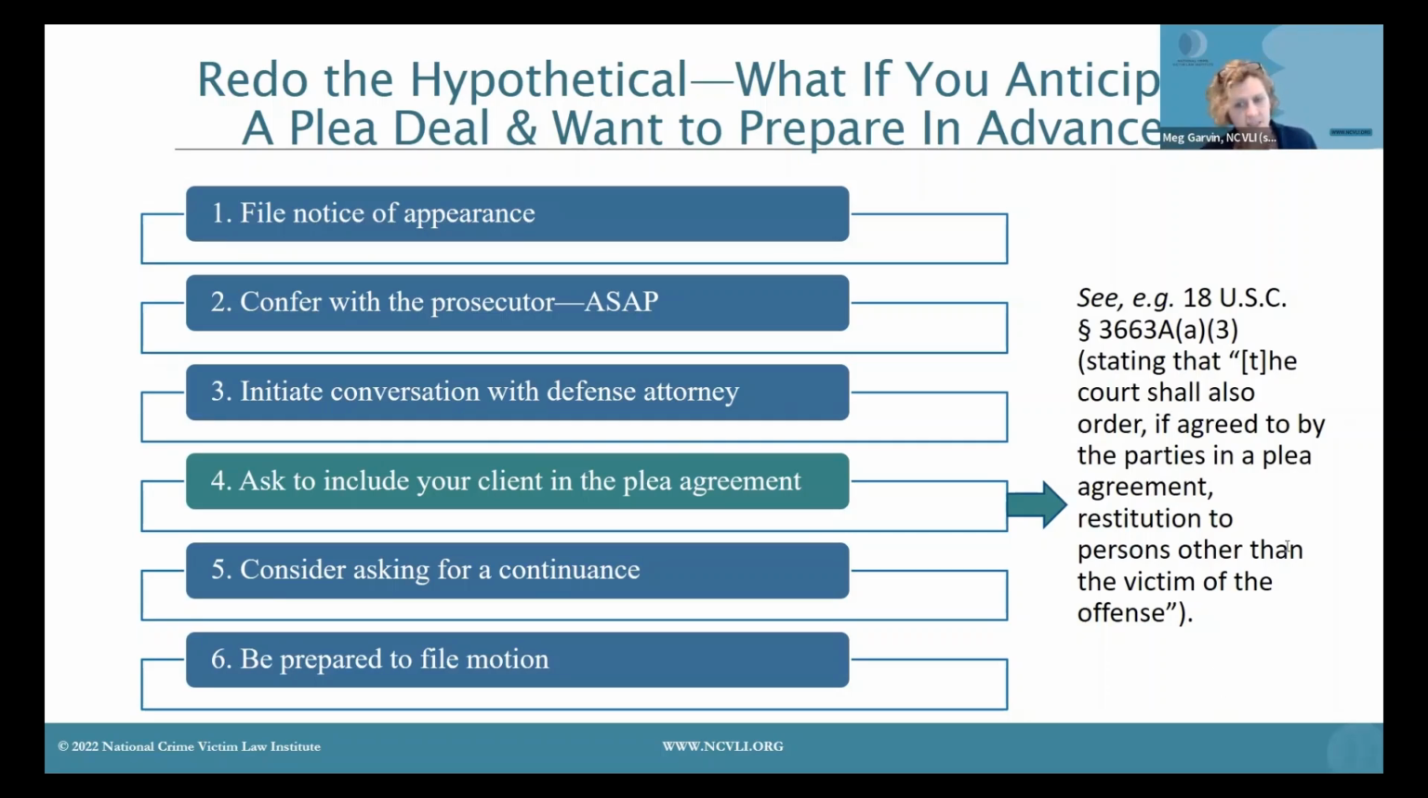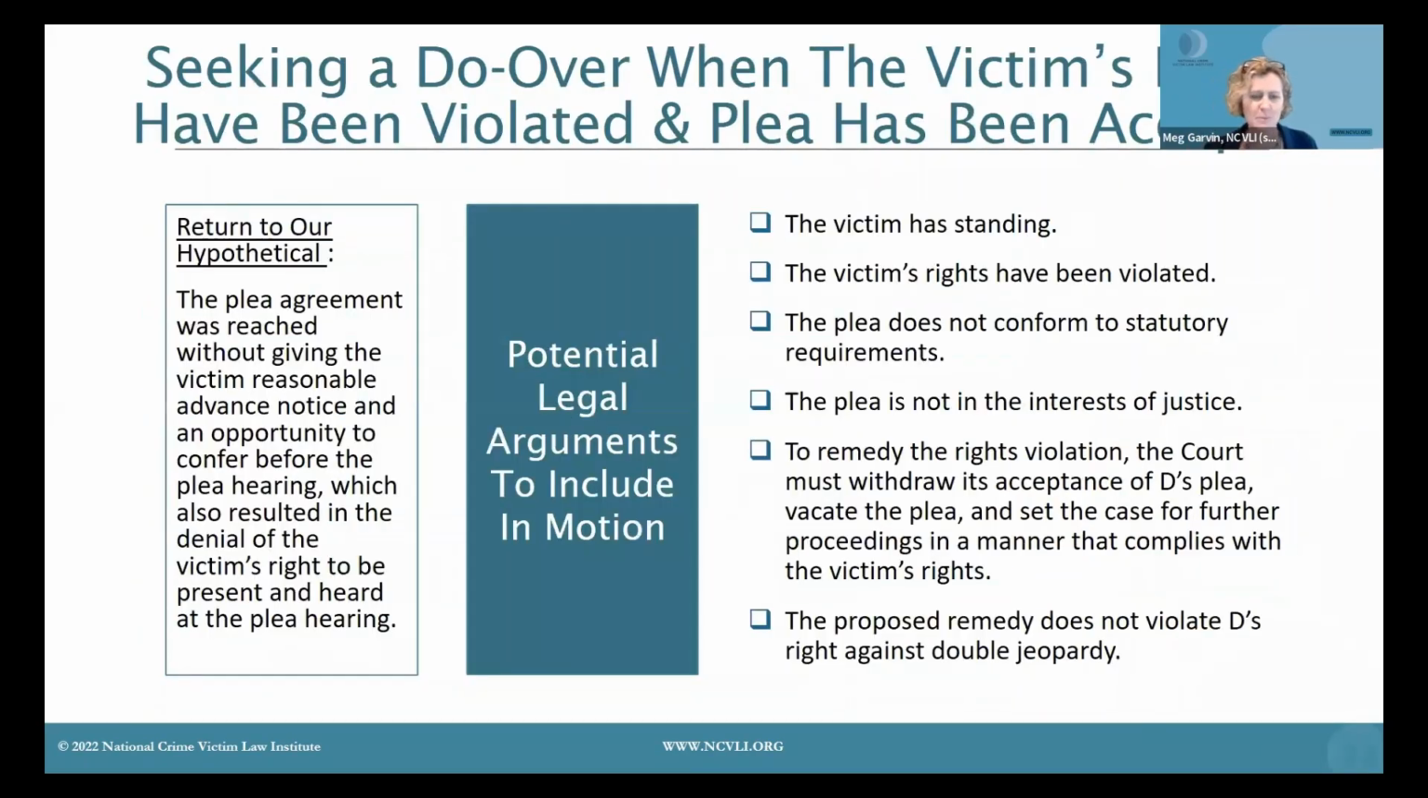Consider asking for a continuance. Amy already covered that. And then just be prepared to file the motion. Start drafting that from the beginning. Get ready. Expect the unexpected. And so now let's move on and do the hypo one more time. One more time. Except here, it didn't matter you were prepared.